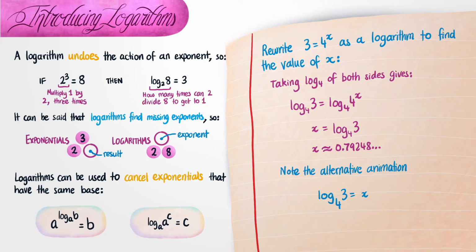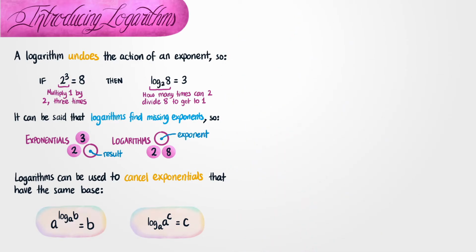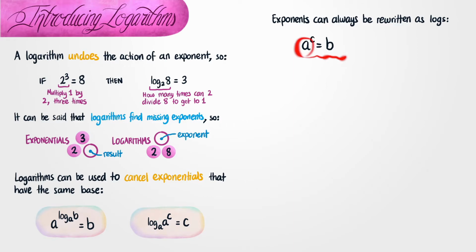So let's say a few more things about logs before I end this lesson. The first thing I want to say is that any expression that can be written as an exponent can also be rewritten as a log. So if we started with a to the power of c is equal to b, then we can just take this a, move it below the b, and then just take the log of the right hand side. Remember, that's the same thing as taking the log base a of both sides.